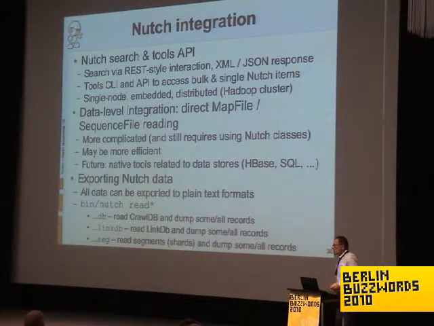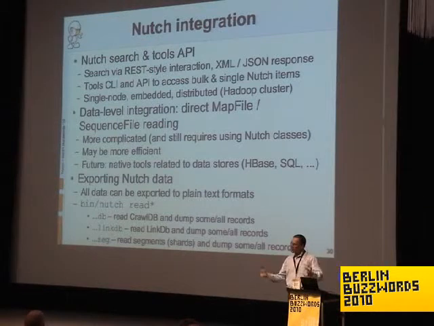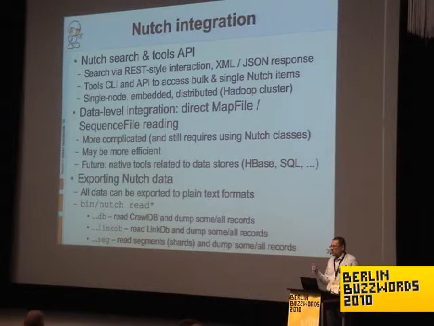So when it comes to integrating Nutch as a black box with the rest of your data processing chain, obviously, because Nutch started as a search engine, there are tools for integrating it as a search engine. So search is a REST style interaction with XML or JSON responses. And there are command line and API tools to integrate Nutch as a part of your bigger application.